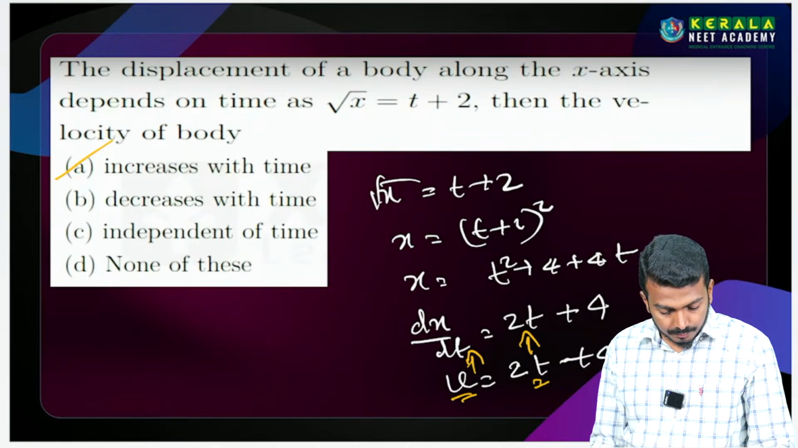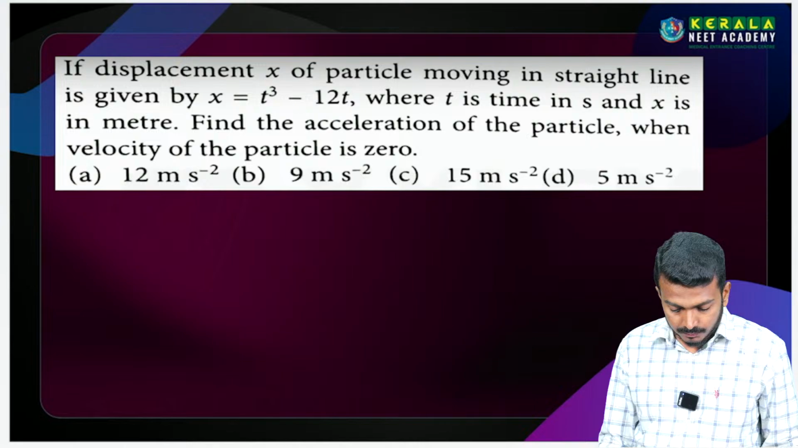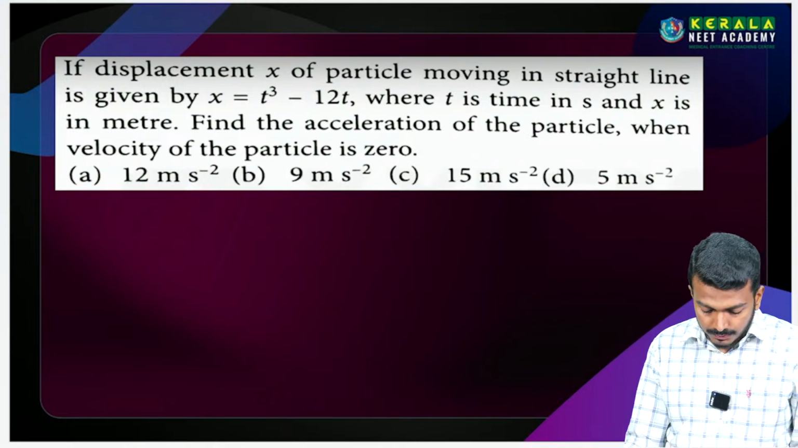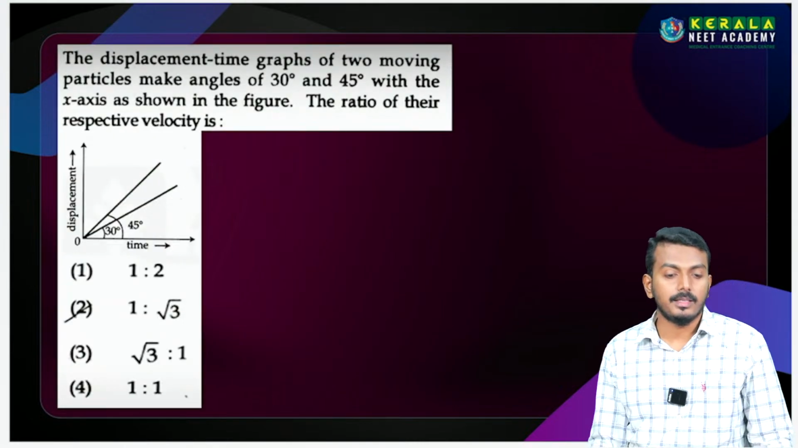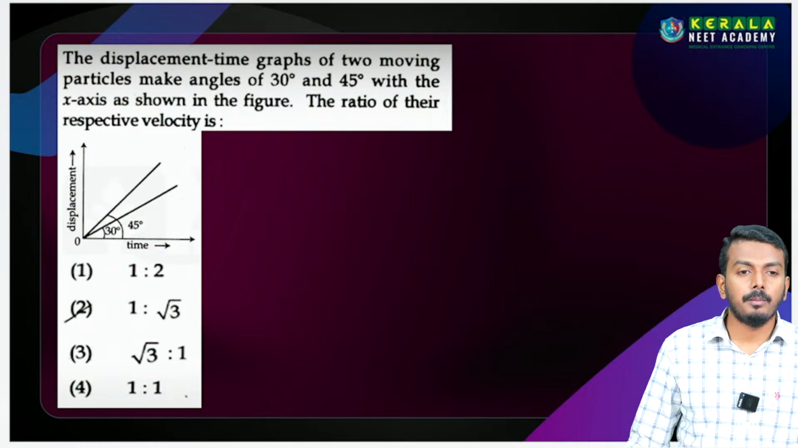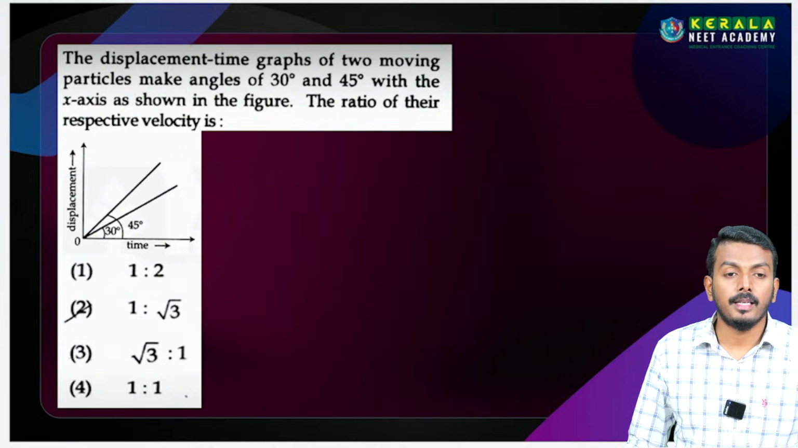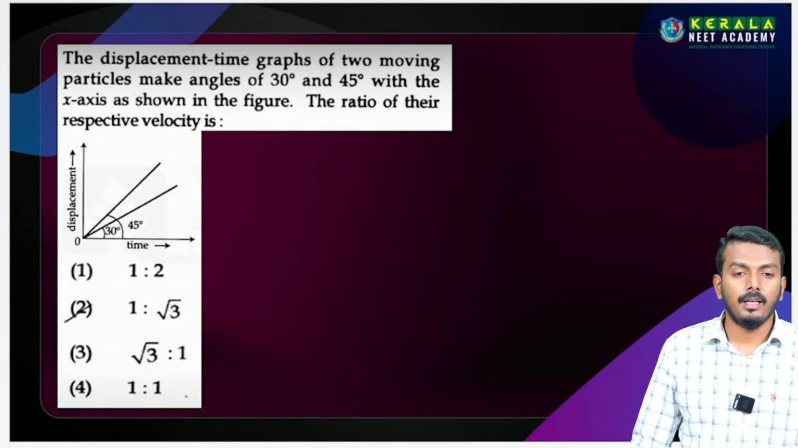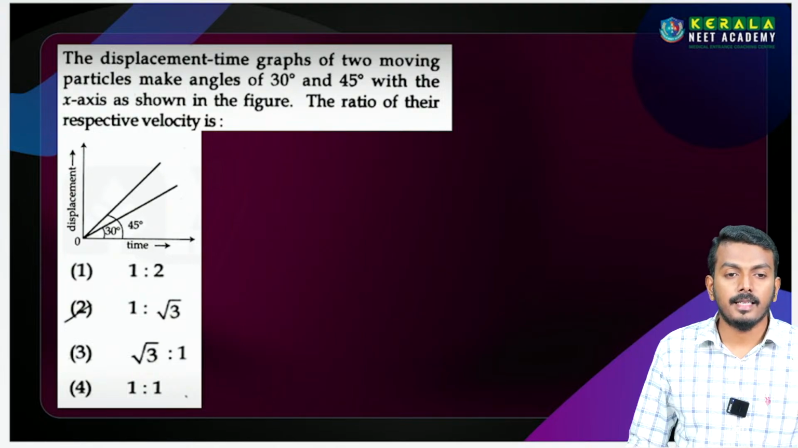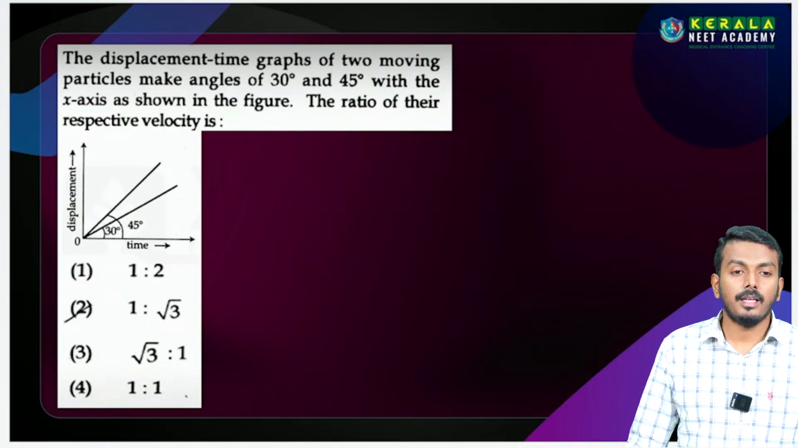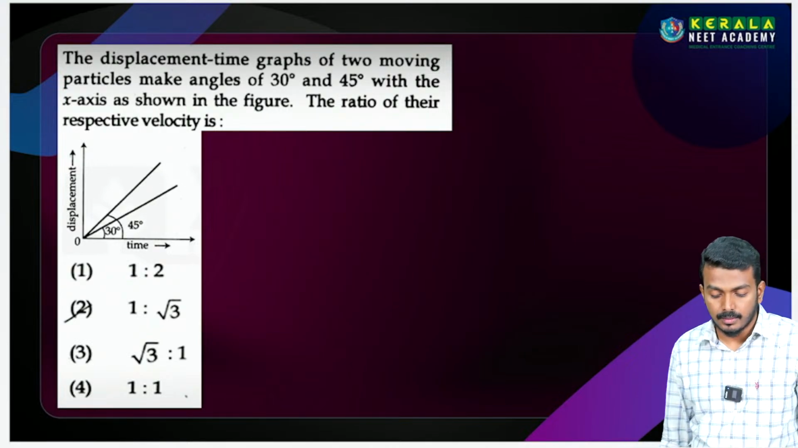Anyway, next question. What is given in the question? In this question, the displacement time graph of two moving particles make an angle of 30 degree and 45 degree with the x-axis as shown in figure. Then the ratio of their respective velocity is the question.